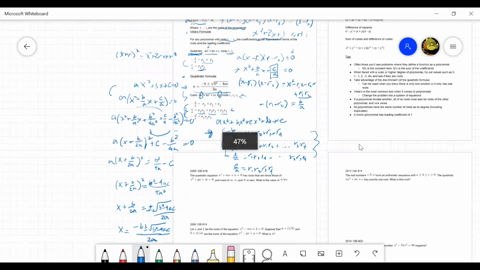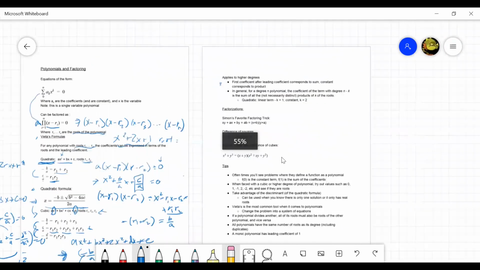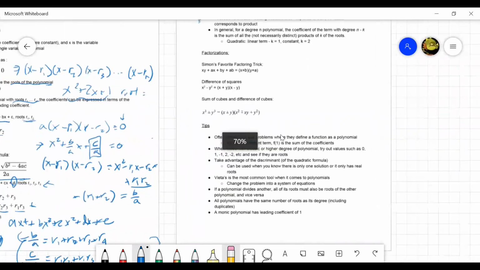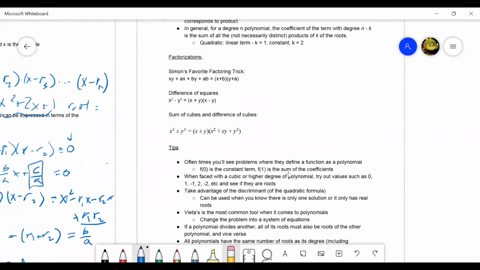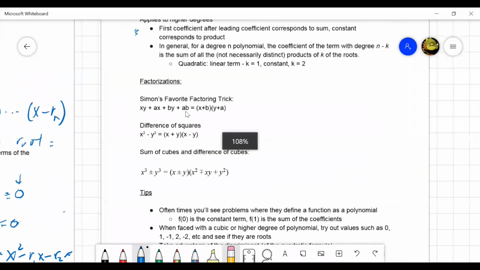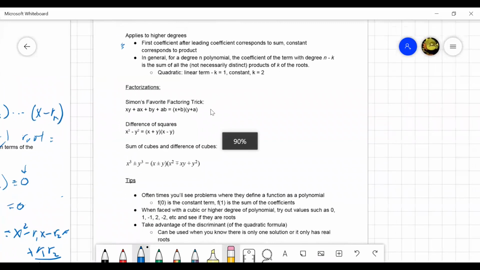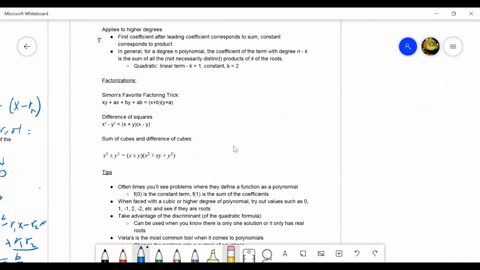All right then. I think we'll go on to the factorization part, and these are very specific factorizations. You won't see these too often, but when you do, it's really important to recognize them. And the first one is called Simon's favorite factoring trick. I don't know who Simon is. It's just what it's called.